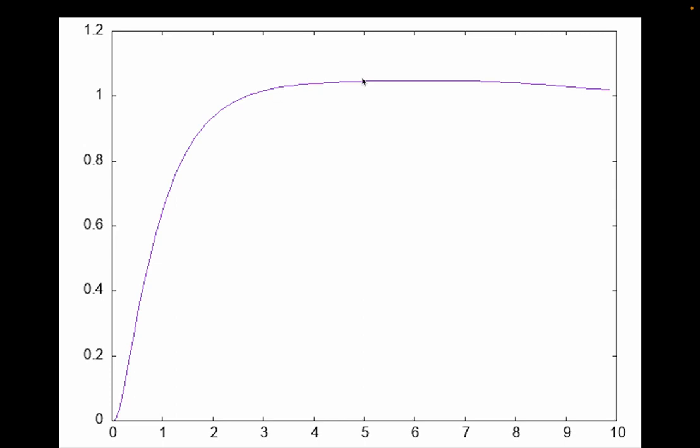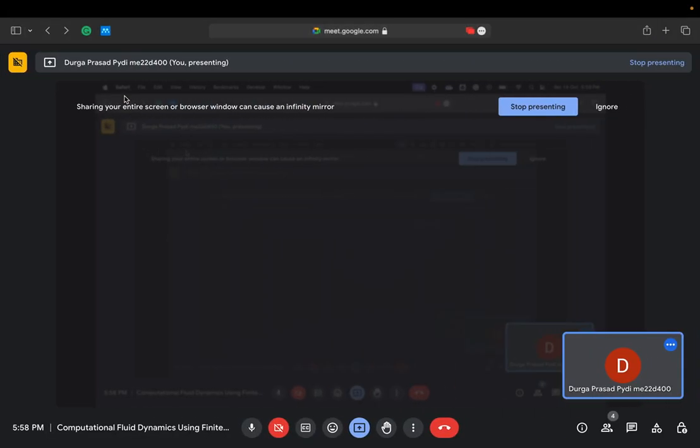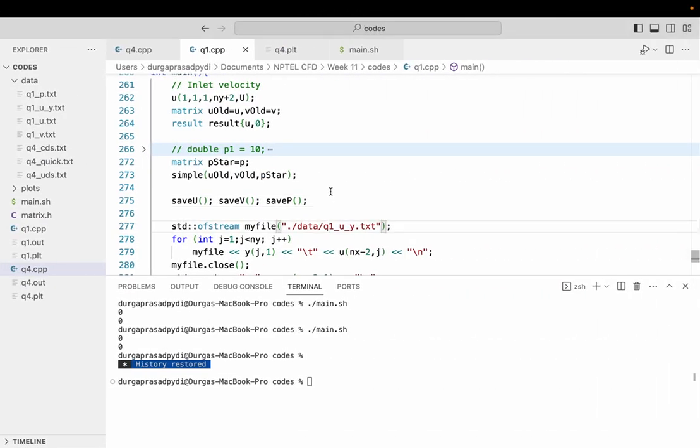I've not actually tried to refine the mesh and see if the oscillations go down, but I'll post the code so you can try all of that and see if it actually converges or not. So is this clear, or are there any questions in this implementation?